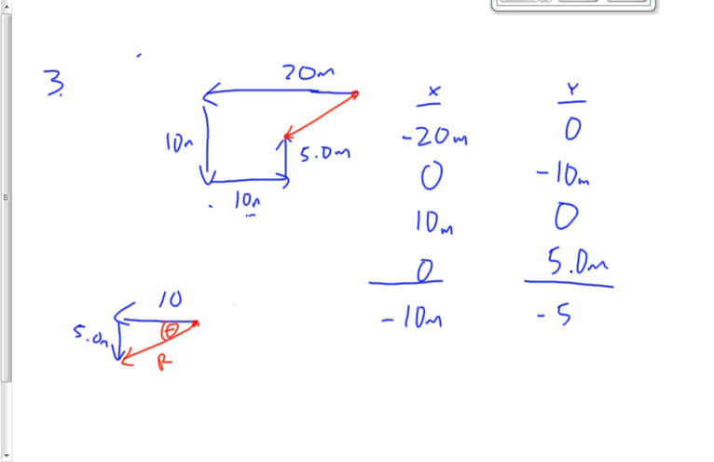R is going to be found by the Pythagorean theorem. A squared plus B squared equals C squared, or C is equal to the square root of A squared plus B squared. What's that going to be? The square root of 125? 12.1. 12.